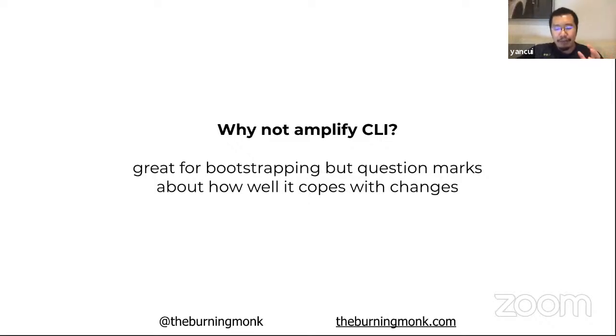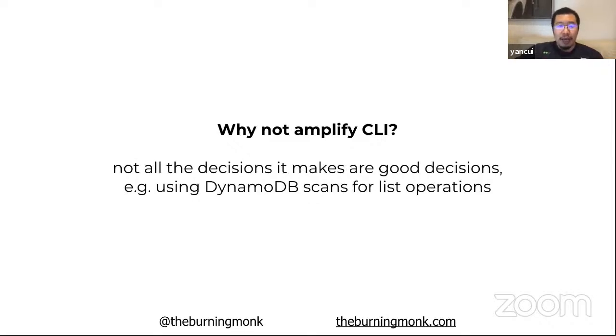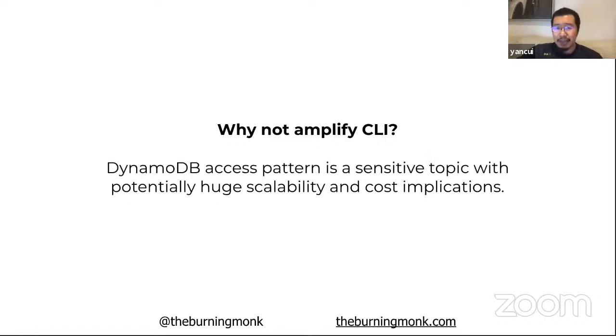You don't have control of the underlying implementation, and you're leaving a lot of control to a tool that you don't understand what it's doing for you. Amplify could also provision the table for you based on your GraphQL schema and your model, which, again, a lot of the time I don't agree with the decisions it makes. For example, how it defaults to using scans for list operations. And in this particular case, and in most cases I can think of, the DynamoDB schema and access patterns are really important, with potentially huge scalability and cost implications as the application scales.